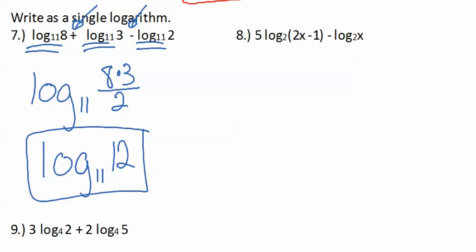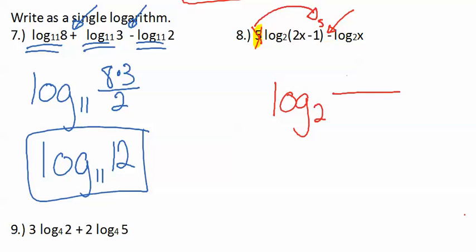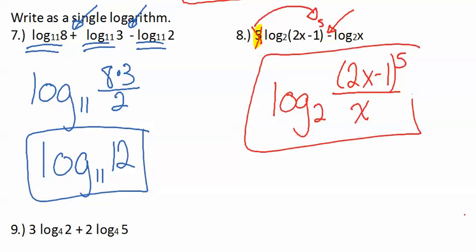For number 8, it does use the power rule, because it has 5 on the outside. So we're going to move that and change it to an exponent of that argument. And that minus sign again denotes quotient. They have the same base, so we're going to put it together, log base 2. And we're going to use that quotient property, and we're going to do 2x minus 1 to the 5th power over x to simplify that a little bit more.